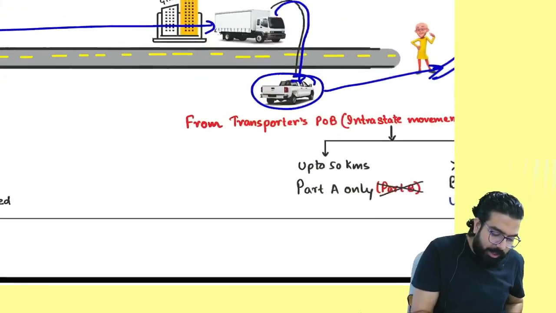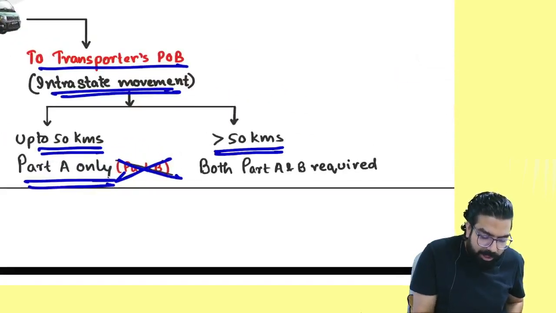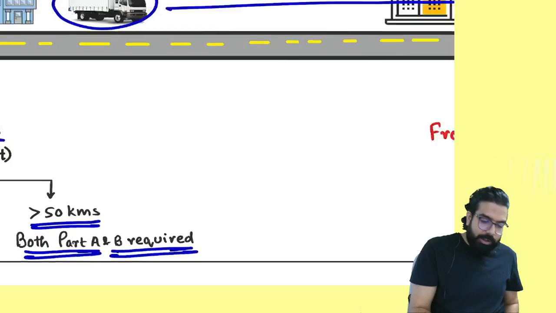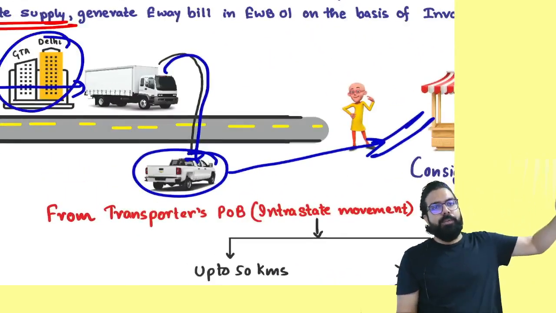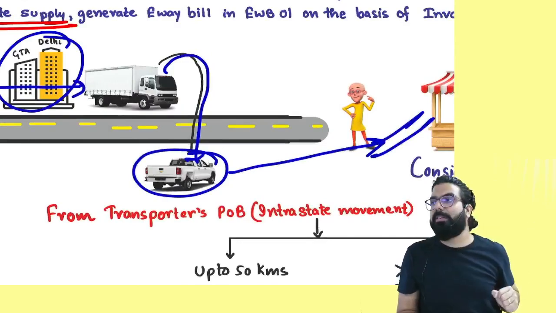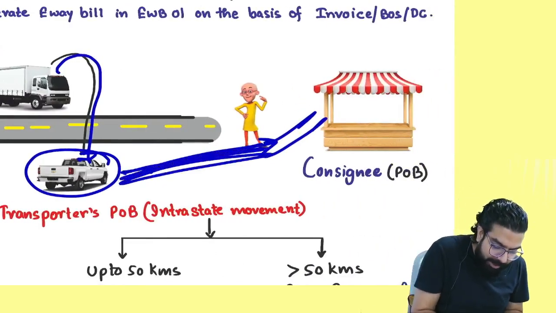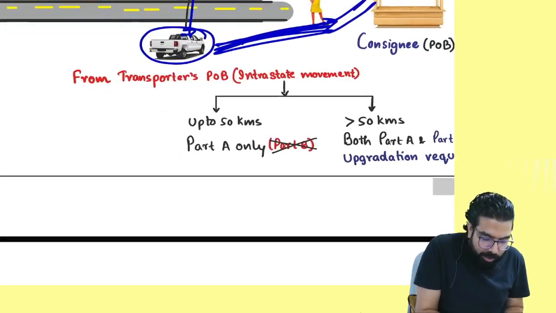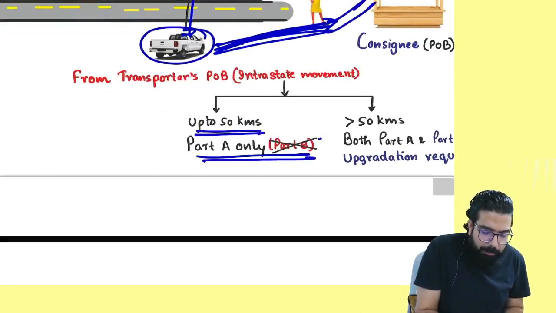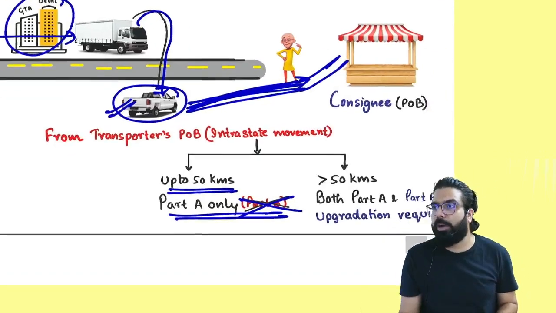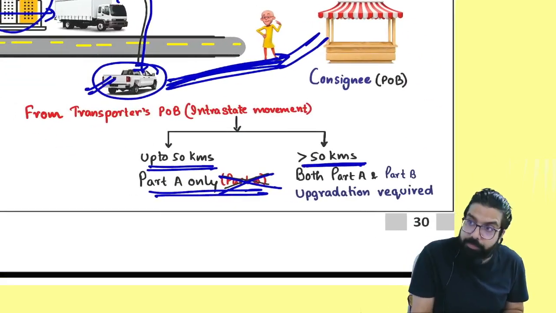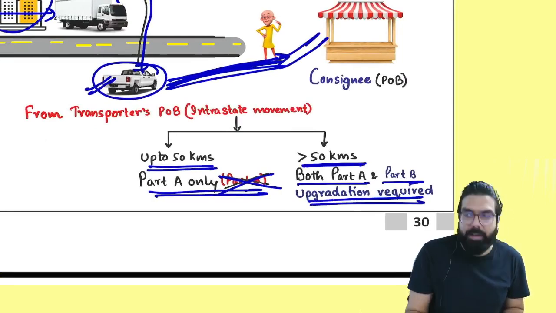Next, sir, if the distance is more than 50 kilometers, Part A and Part B both will be required. Suppose goods reach the final destination. From there, it has to go to the final consignee. Remember, if the distance over here is only up to 50 kilometers, Part B updation is not required. You don't have to put the new vehicle's details. But if the distance is more than 50 kilometers, Part A and Part B both will be required.